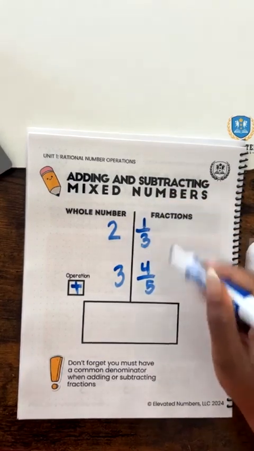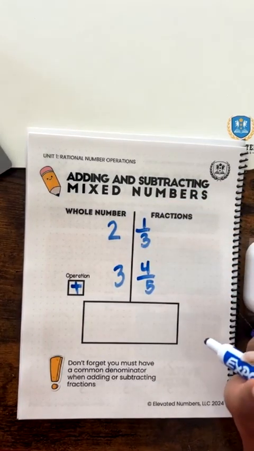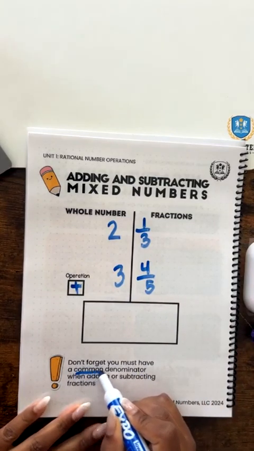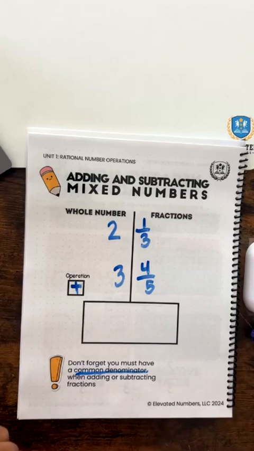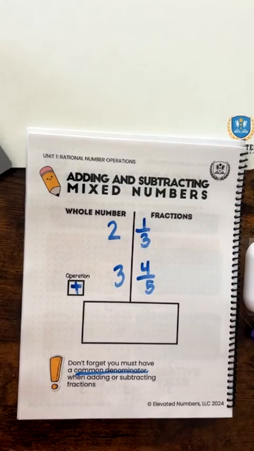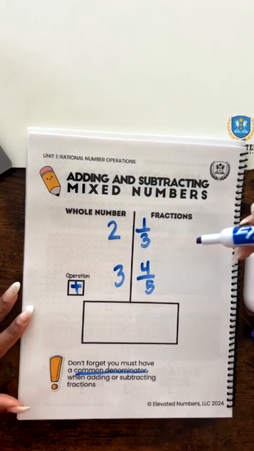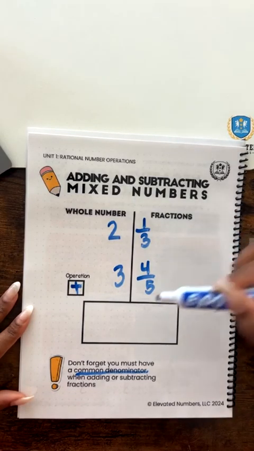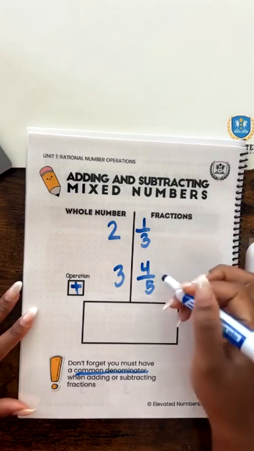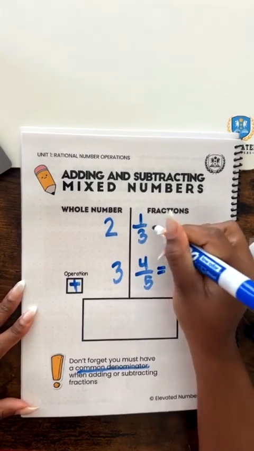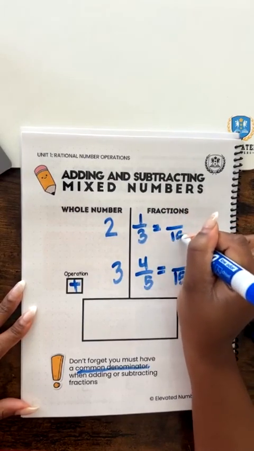We have our fractions on the right side. One tip that it says down here is don't forget you must have a common denominator when you are adding or subtracting fractions. So over here, I'm going to add these fractions, but before I can do that, I need to have a common denominator. So I think to myself, all right, what is a multiple of 3 that is also a multiple of 5? And the answer is 15. So my common denominator is going to be 15.